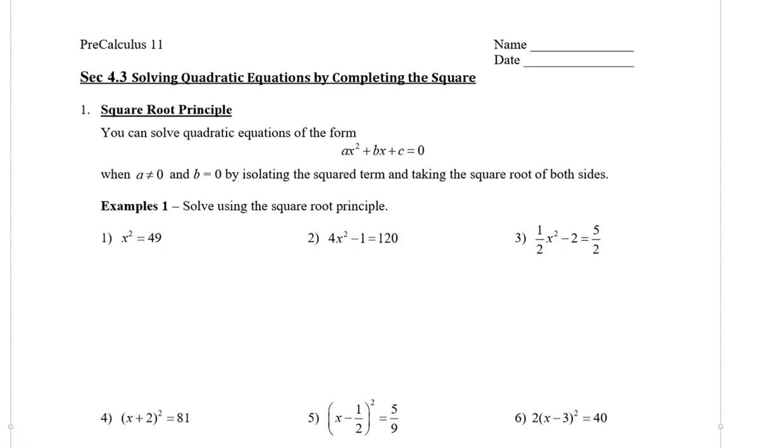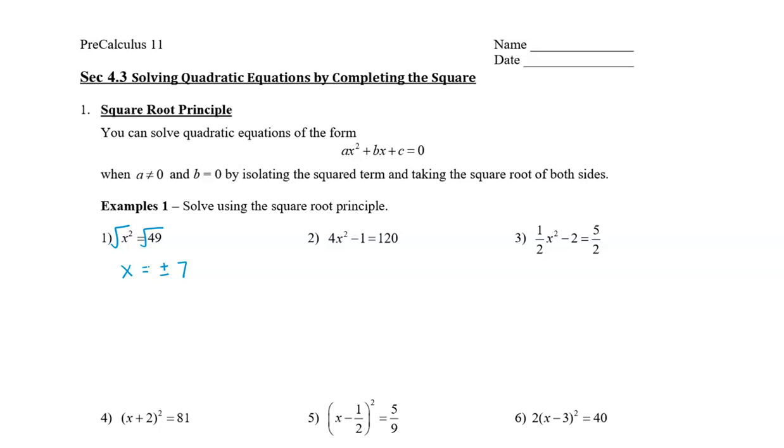All right, in this first one, we have x squared equals 49. So a very basic one here. So what we can do is we're going to square root both sides. And when we square root both sides, we have to remember that x can equal the plus or minus of the number. So in this case, it will be plus or minus 7. And the reason for this is 7 times 7 is 49, but negative 7 times negative 7 is also equal to 49.